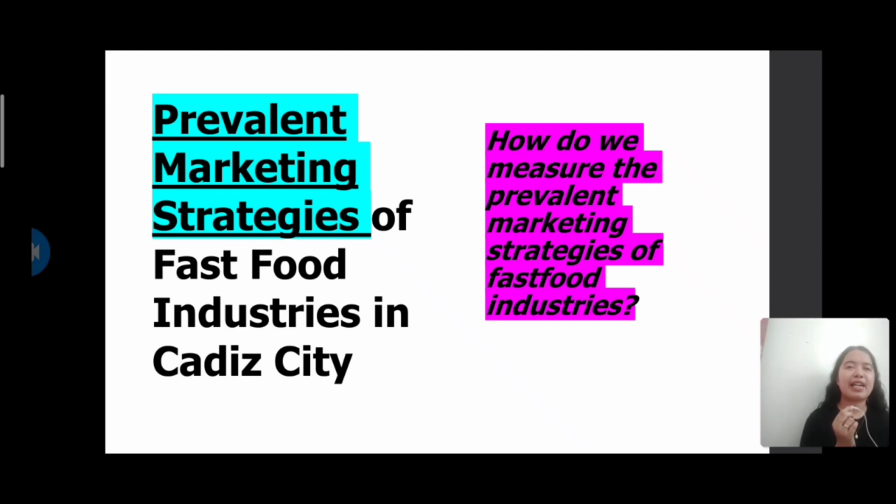So once you're writing a descriptive research title, it's a no-brainer because you only have to remember that if you want to pursue a descriptive research, you need to make sure that you describe two elements in your research title: the phenomenon being described or the variable being described, and the second one, the population being studied.